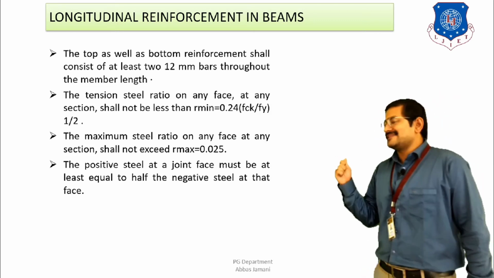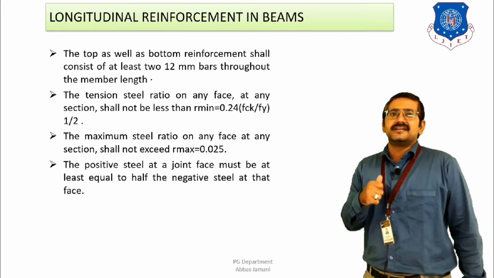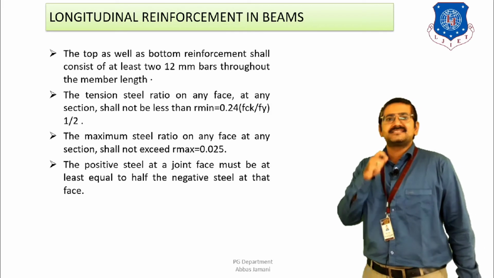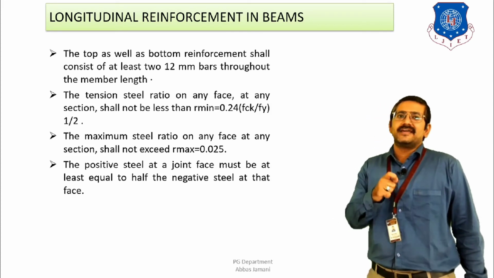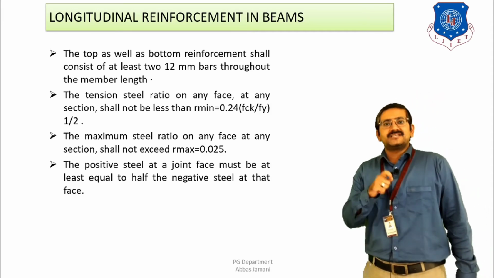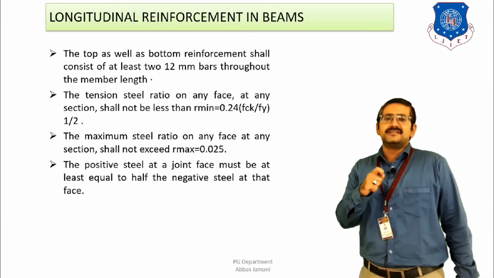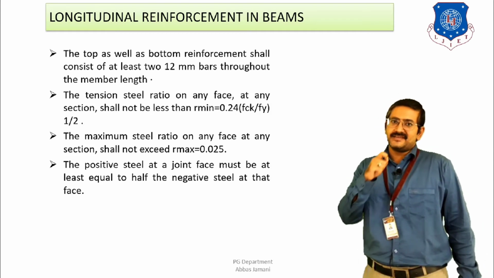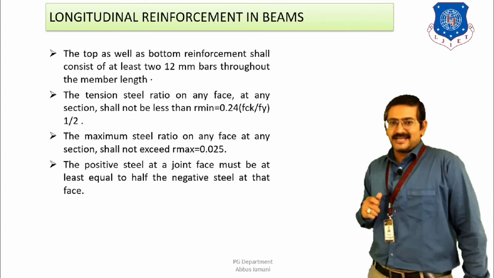Then the third guideline is that the maximum steel ratio should not exceed 0.025. That is, the maximum steel in horizontal beams should not be greater than 2.5%, right? And lastly, the positive steel at a joint must be at least half of the steel that is provided in the tension face at that particular joint, right? I will explain this in the next slide with the help of a sketch.